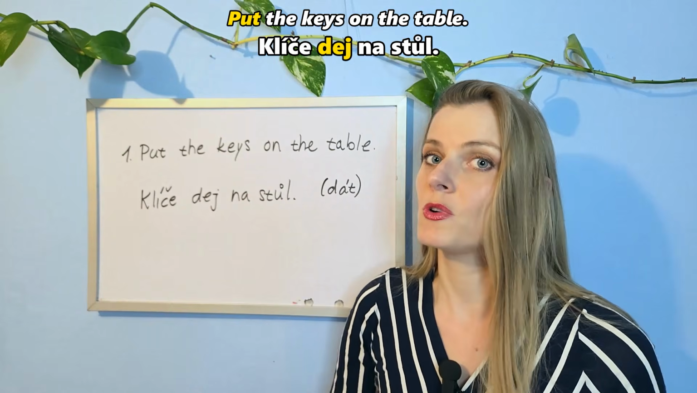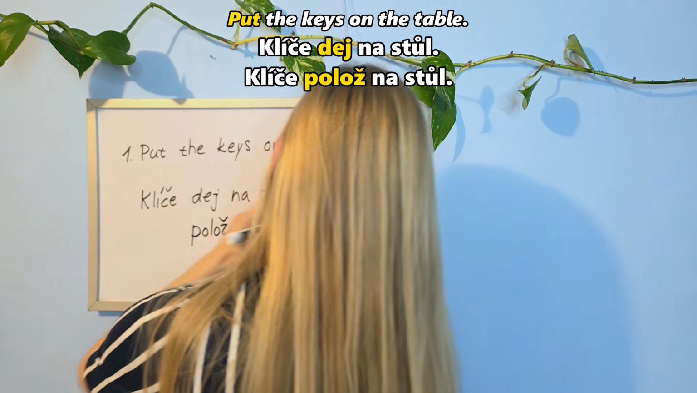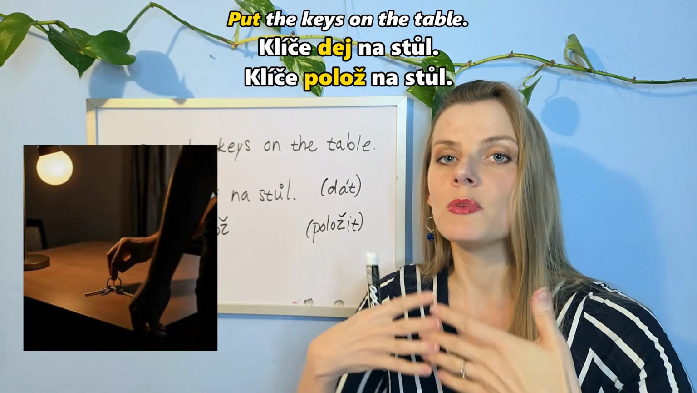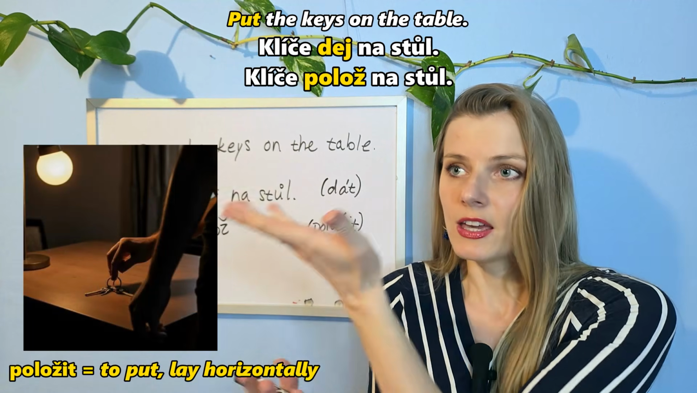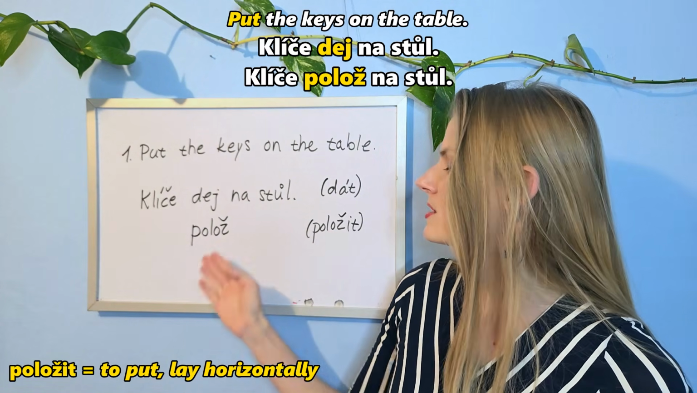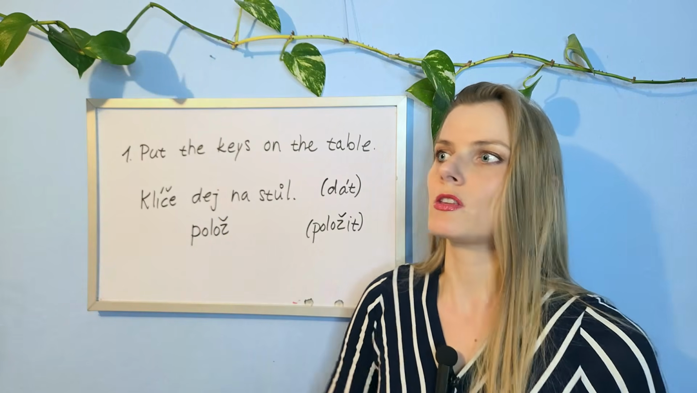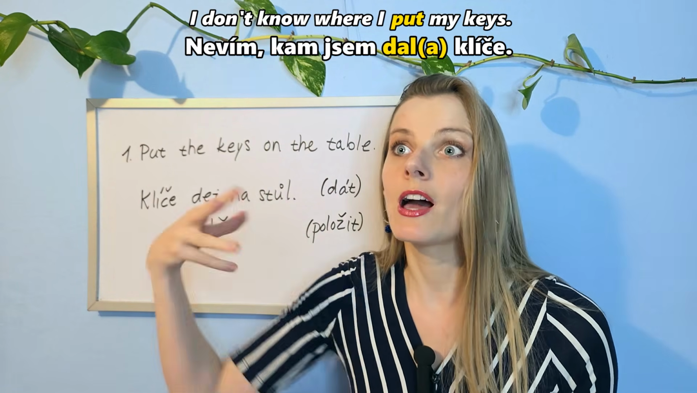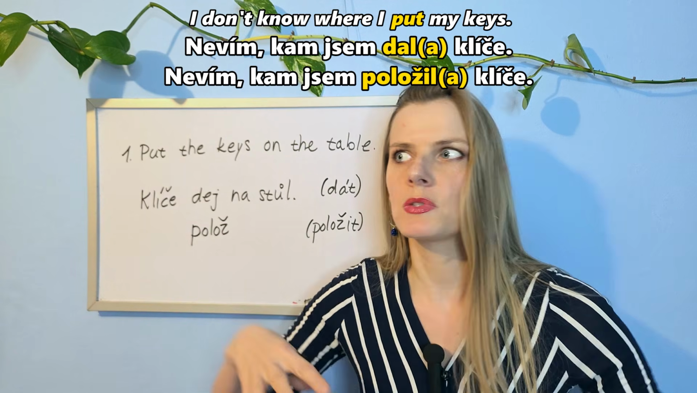Our other option would be polož, from the verb položit. Klíče polož na stůl. The verb is položit, and that also works out perfectly. Položit means to lay something horizontally. So if you have a flat object that you can lay on top of something, then you can use položit. Polož in this case, which is the imperative. Klíče polož na stůl. If someone's saying, I don't know where I put my keys, you could say in spoken Czech perfectly fine, nevím, kam jsem dala klíče. Nebo nevím, kam jsem dal klíče. Or you could say, nevím, kam jsem položil klíče. Nevím, kam jsem položila klíče.